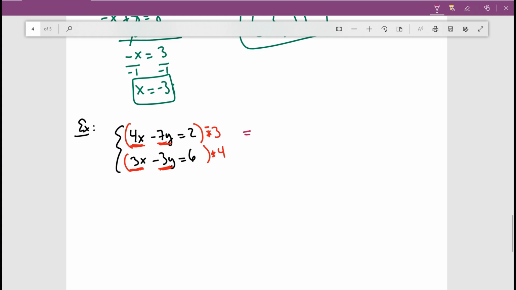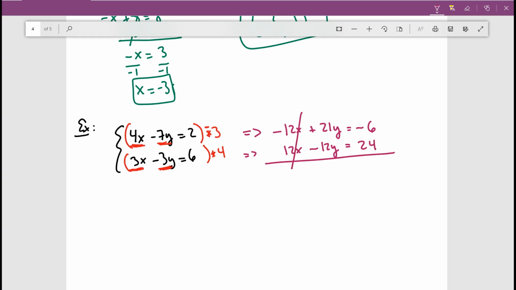Okay, so what is that going to give me? Well, this is going to give me negative 12x, because remember there's a negative there. A negative and a negative is going to give me a positive 21y. It's equal to a negative 6. Okay, now when I multiply this one by a 4, it's going to be positive 12x minus 12y is equal to 24. Okay, so what happens? The x's are going to go away.